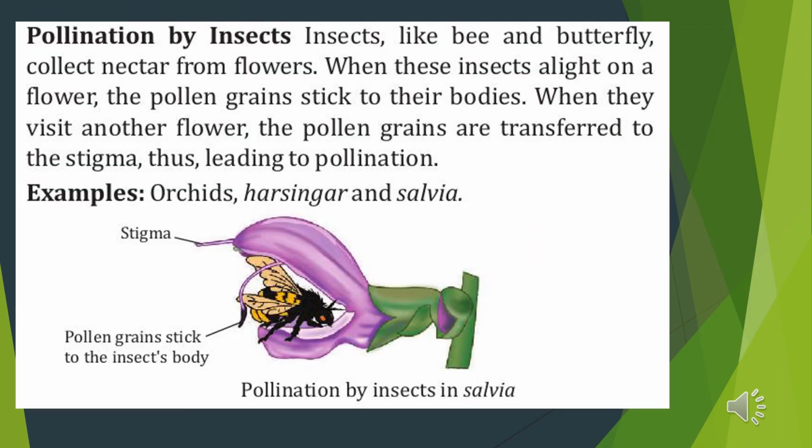By insects. Insects like bees and butterflies collect nectar from flowers. When these insects alight on a flower, means when they come in contact with the flower, the pollen grains stick to their bodies. When they visit another flower, the pollen grains are transferred to the stigma, thus leading to pollination. Means when they go from one flower to another, pollen grains stick to their bodies and they transfer from one flower to another, leading to pollination. Examples: orchids, harshingar and salvia.